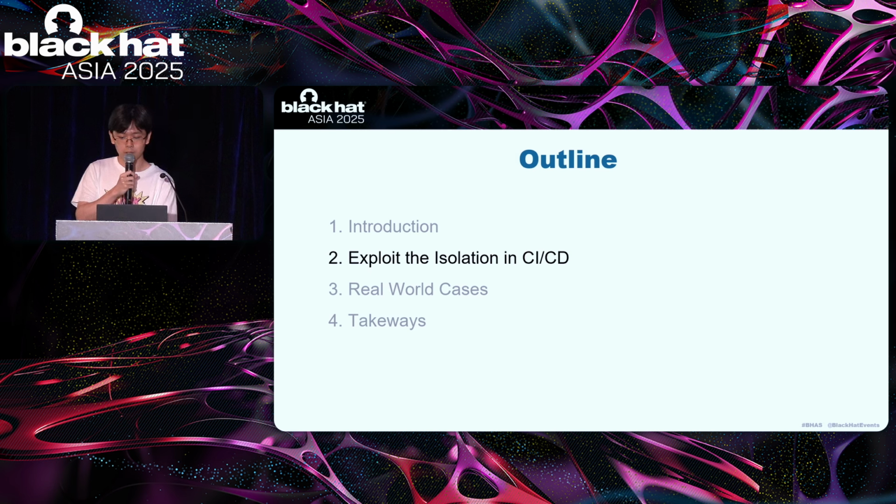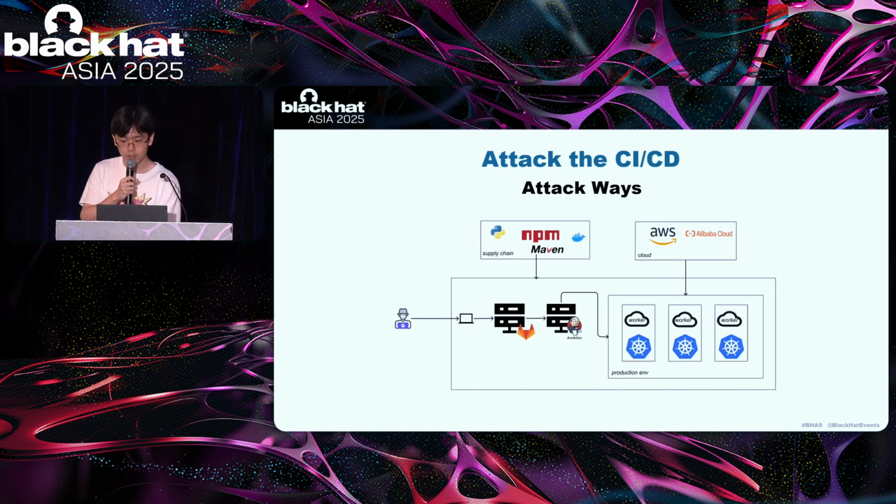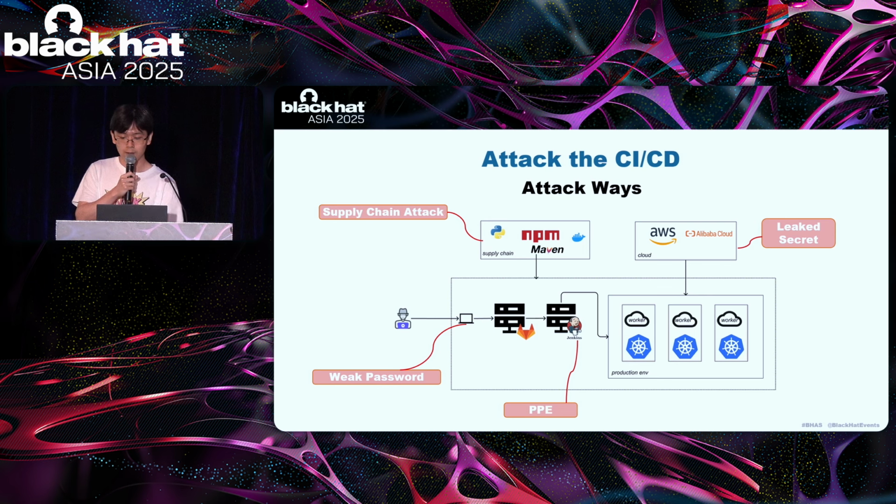Let's take a closer look at the most common vulnerabilities found in CI/CD environments. So in a typical CI/CD environment, an attacker usually has multiple ways to target different components on the platform. Like an attacker can gain access through a weak password, or get access via a supply chain attack. Or they can search for leaked secrets across cloud platforms.